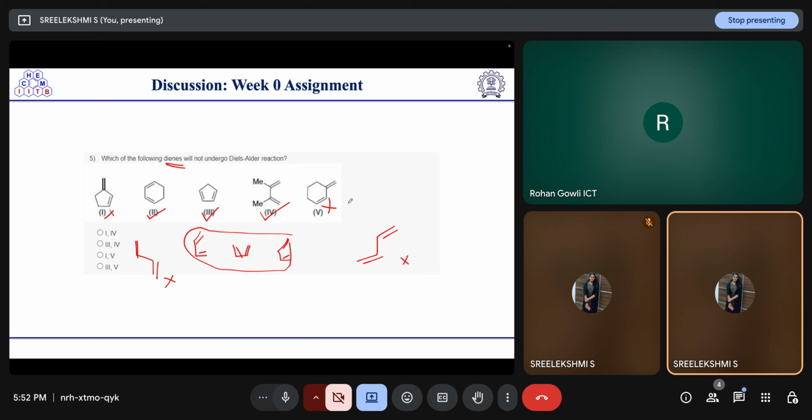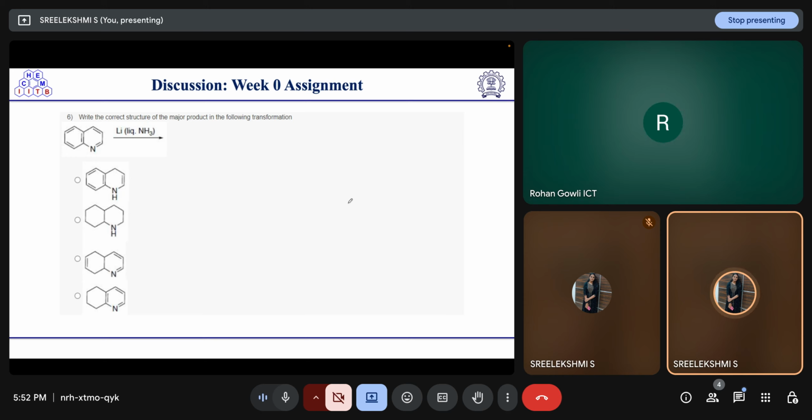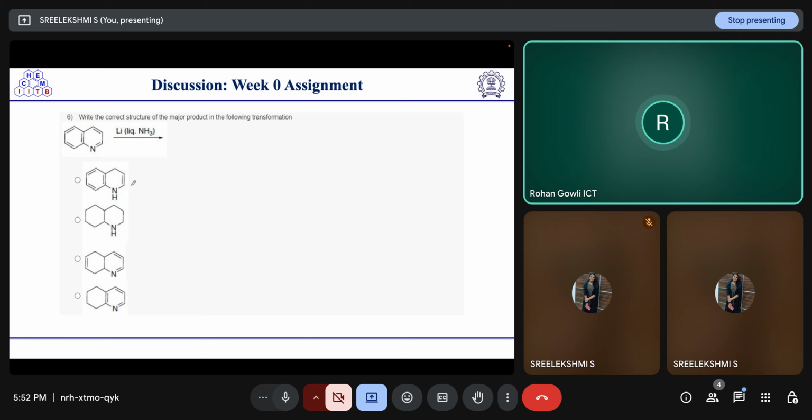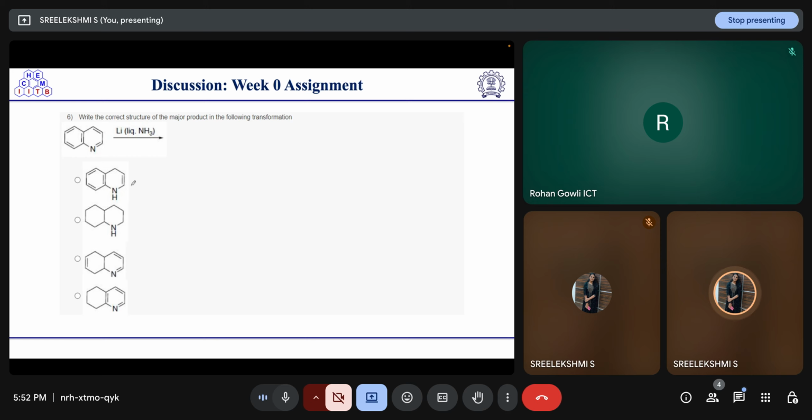Okay? So next question, write the correct structure of the major product in the following transformation. So this is the molecule we are treating with lithium and liquid ammonia. Which reaction is it? I think it's a reduction reaction, we can say. A name is there. Have you heard about Birch reduction? No. Okay, so this is an example of Birch reduction. It is basically a hydrogenation reaction only.